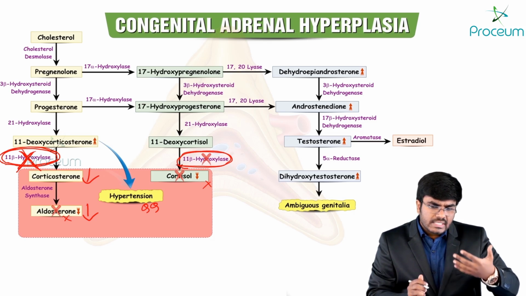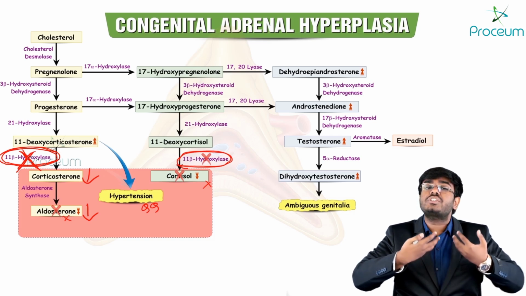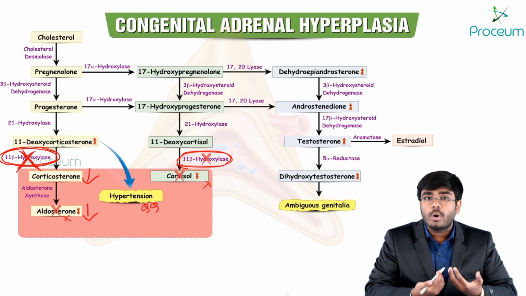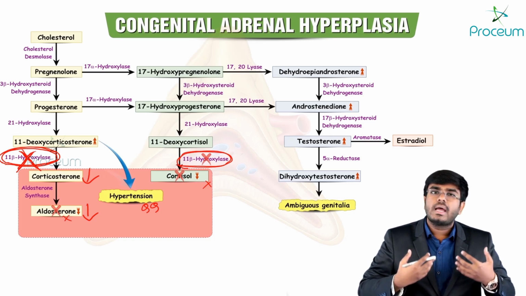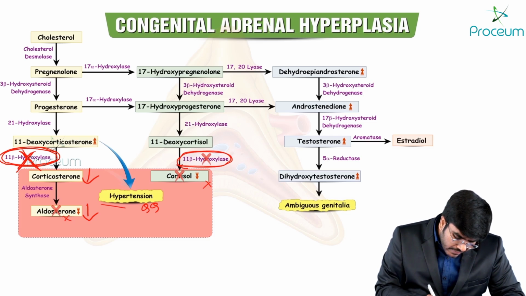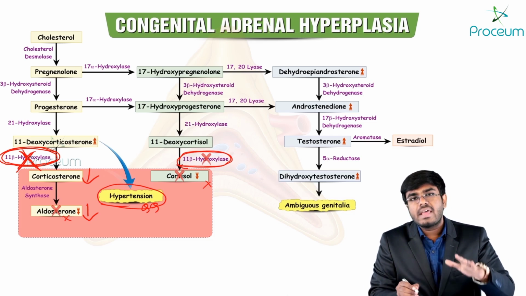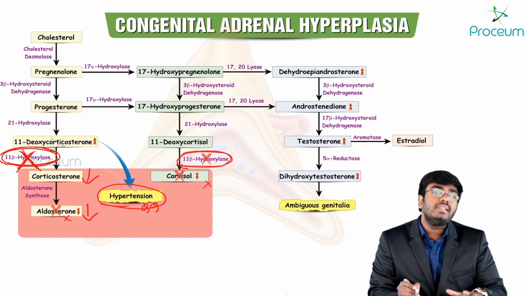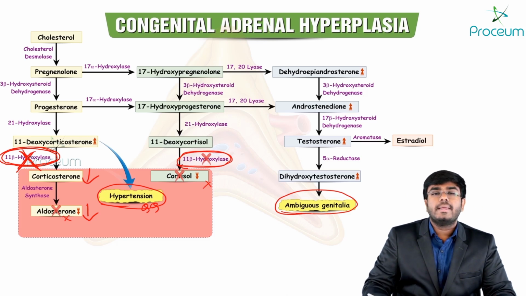If aldosterone is building up in the body, there is salt and water retention. Salt and water are getting reabsorbed back into the body. That causes hypertension. Salt in the body, hypertension. So, in this variant of congenital adrenal hyperplasia, there will be hypertension. 11-beta hydroxylase deficiency is going to present with hypertension and ambiguous genitalia.